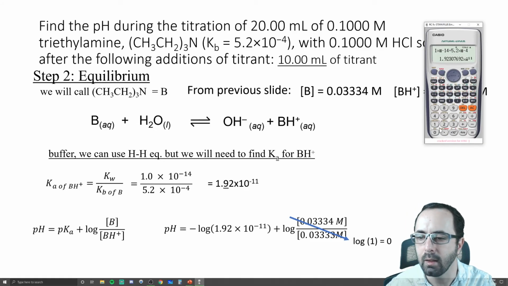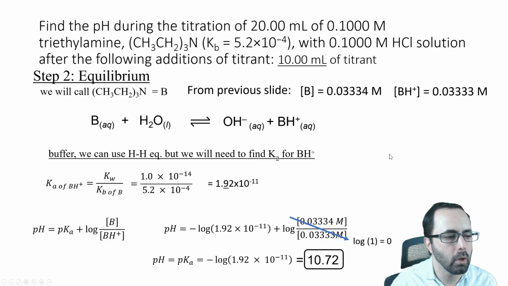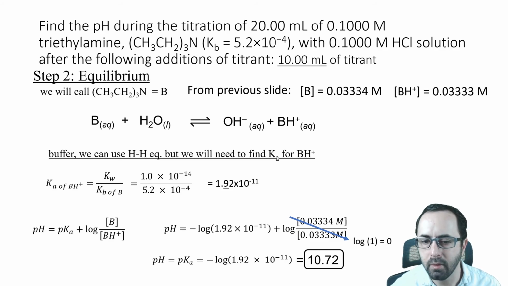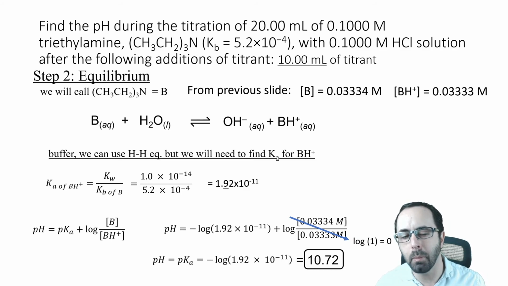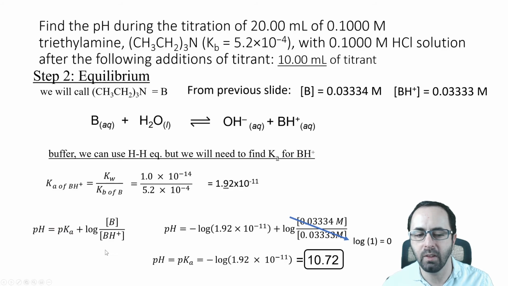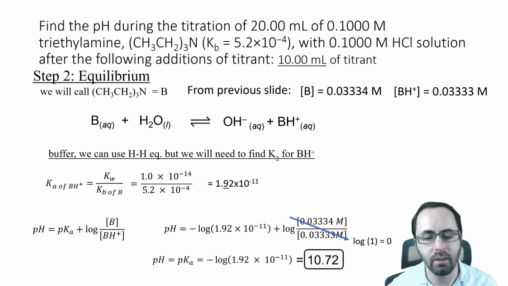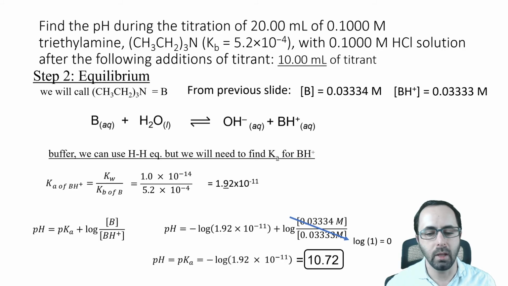So let's calculate that. It's going to be the negative log of 1.92 times 10 to the minus 11. And so we get a pH of 10.72. 10.72 is our pH. Okay. And so, like I said, the strategies are the same, but here, because we're dealing with a base, we had the extra step: if we want to use the Henderson-Hasselbalch equation, which is written in terms of Kas, we need to get the Ka for the conjugate acid. So that was a little extra step compared to what we would do for a strong base, weak acid titration.